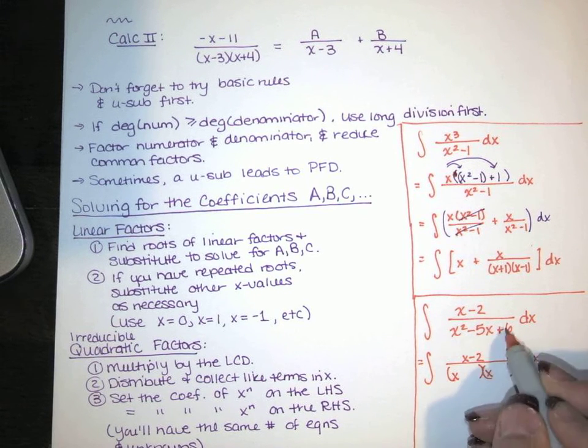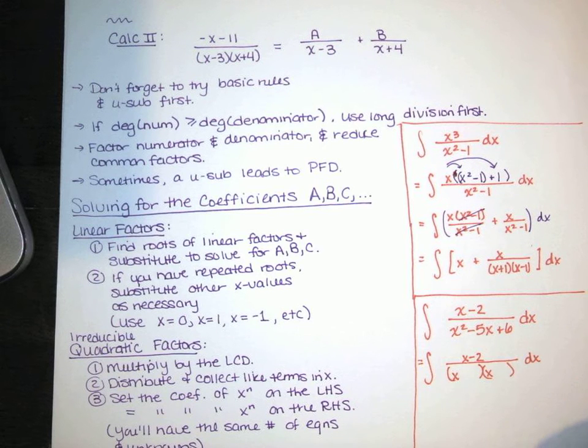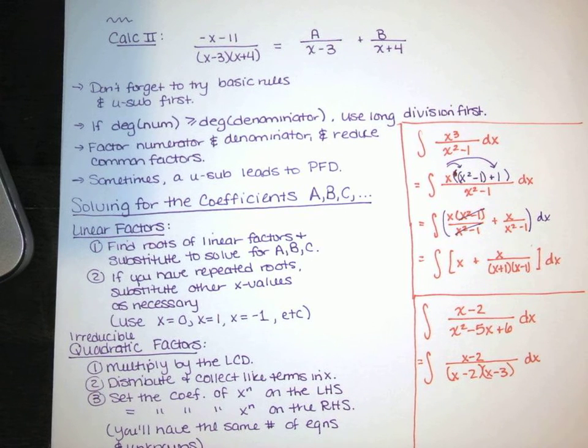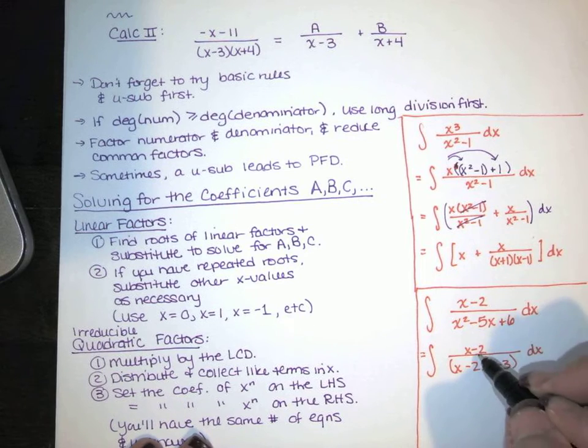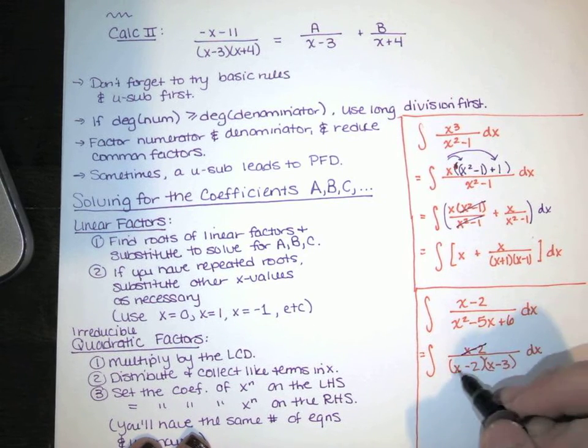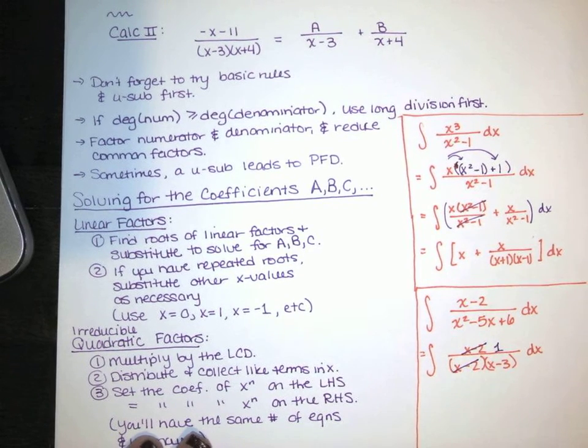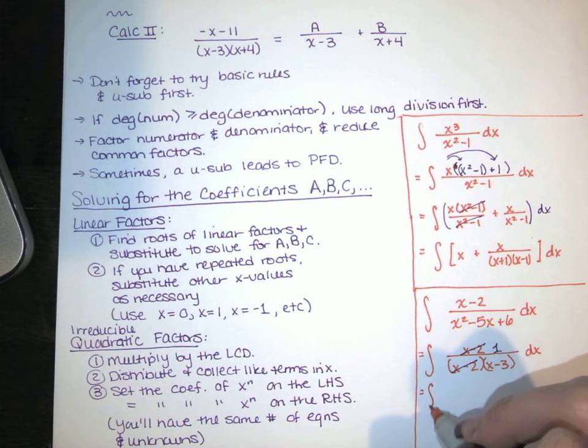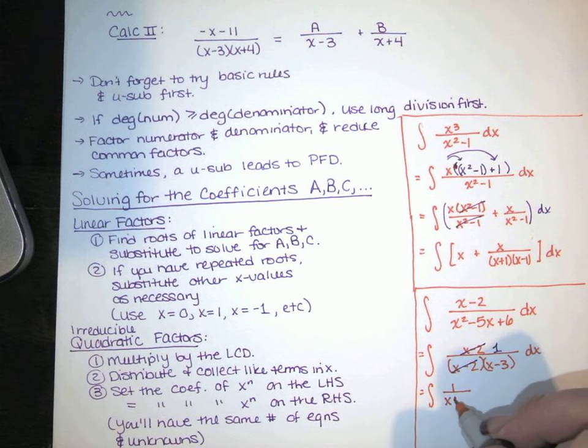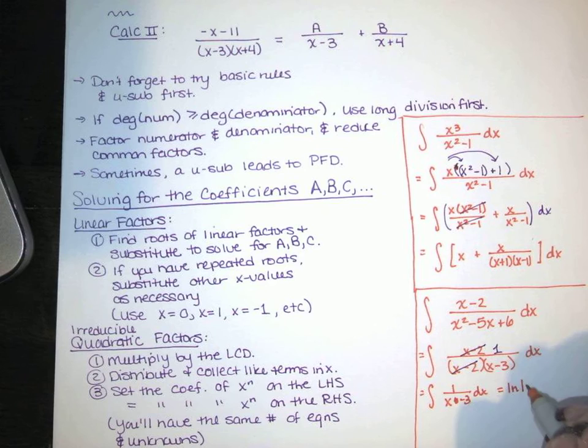I need two numbers that multiply to give me positive 6 that add to negative 5. Negative 2 and negative 3 will work. If you're not careful, you might keep doing partial fraction decomposition, but you see what happens, right? As long as x isn't equal to 2, I can reduce that with that. And what I really have is just this. Oops, minus. And that's easy. That's a log of the absolute value of x minus 3 plus c.